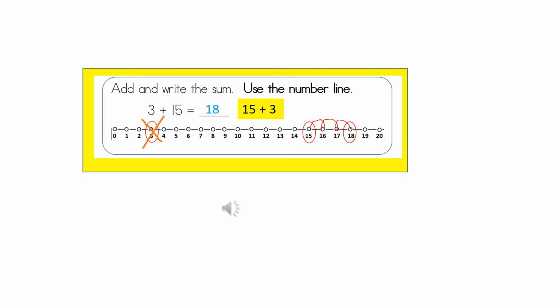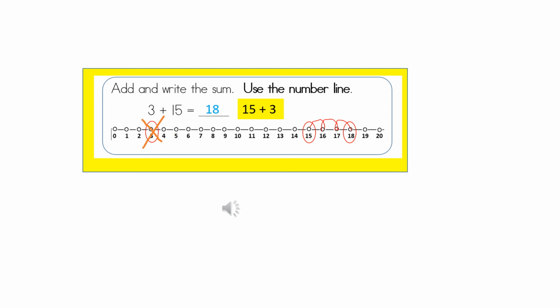So when we are adding, it doesn't matter whether we start with the small number or start with the bigger number. The answer will be the same. 3 plus 15 equals 18. And as we showed on the number line, 15 plus 3 also equals 18.